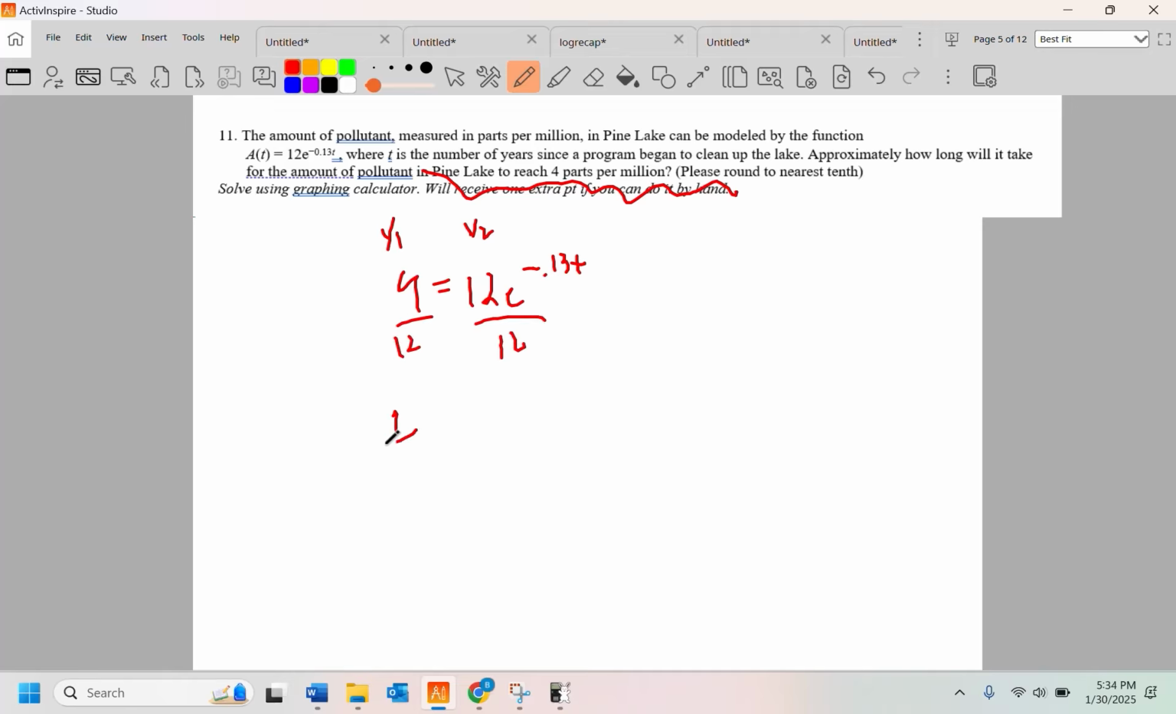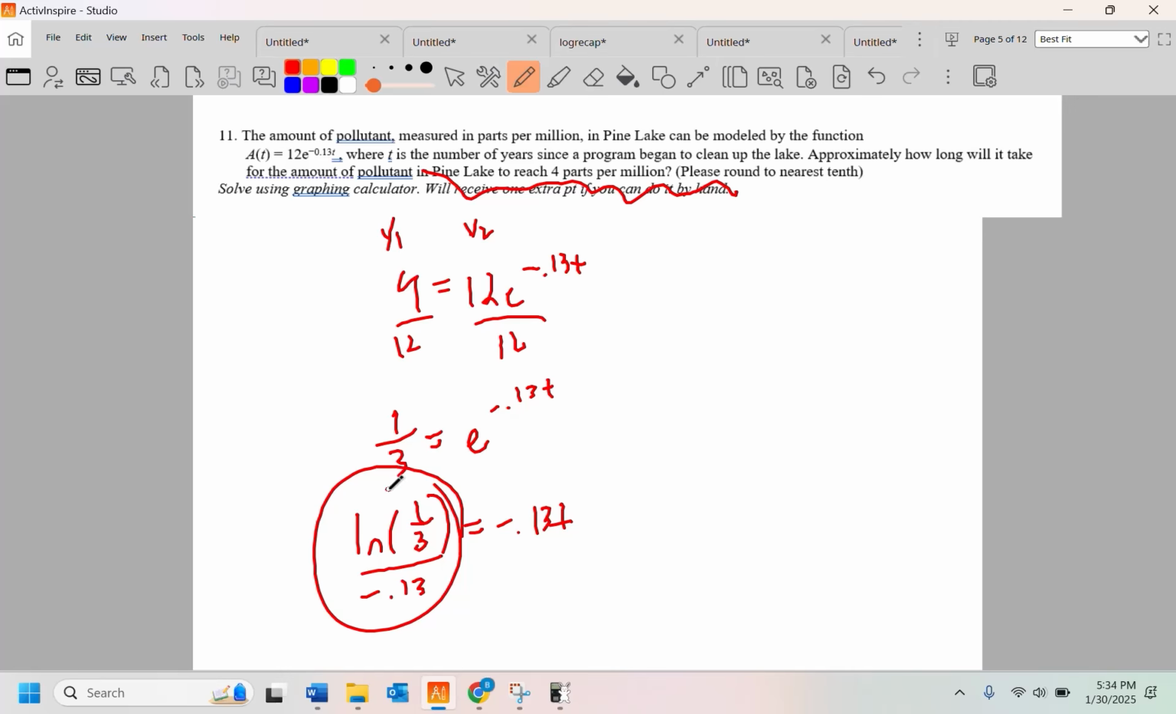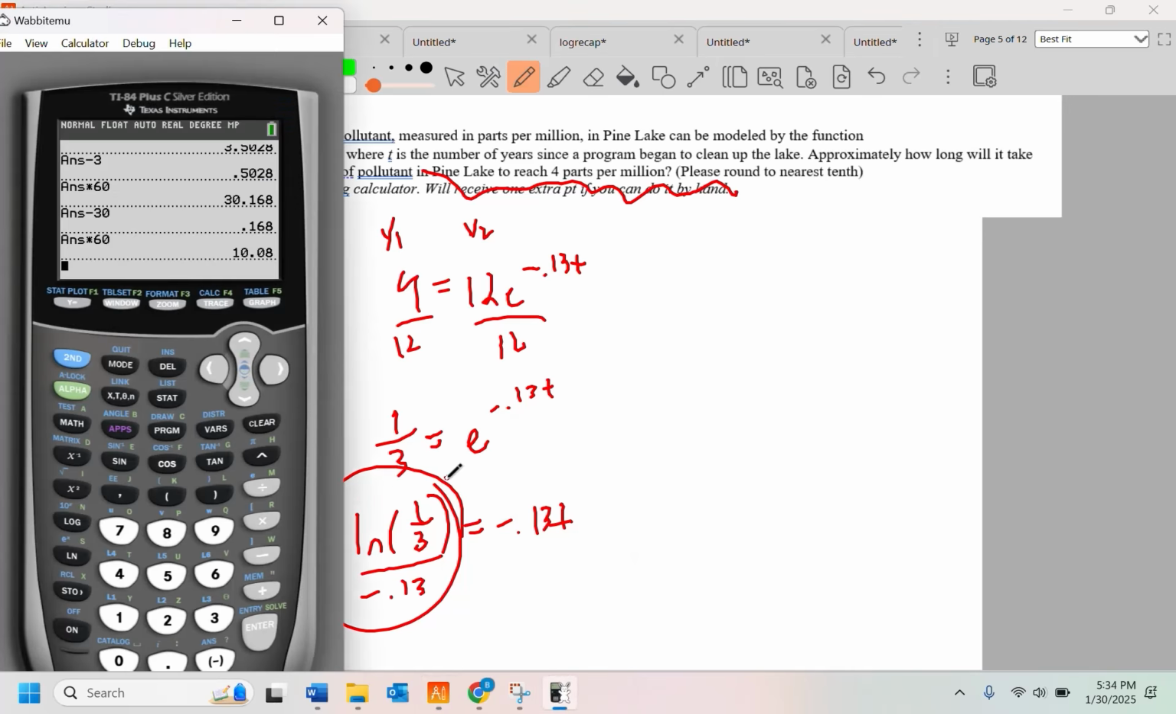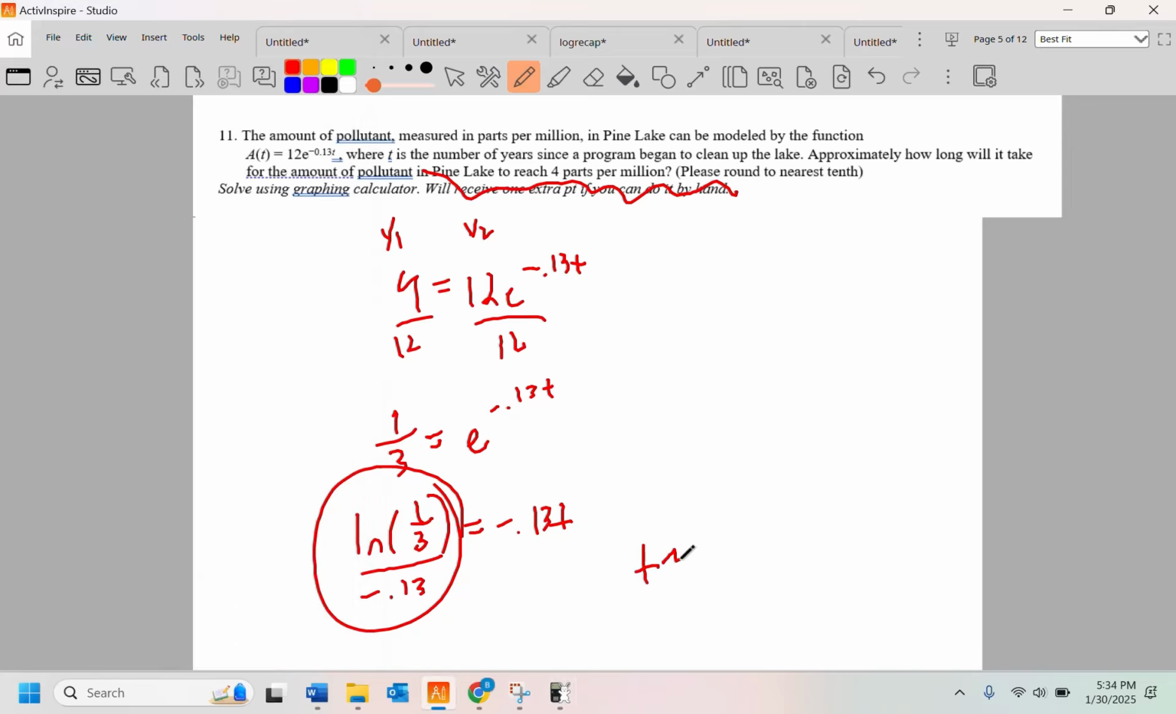Divide by 12. 4 over 12 is a third. I'm going to do a logarithm. It'll be a log base e, better known as an ln. So the natural log of a third is equal to negative 0.13 t. Divide through by negative 0.13, and you have your answer. And again, you do you, man. You want to go to y1, y2 with that thing, you go to y1, y2. There you go, 8.45 years. And then the pollution in that lake has gone down to 4 parts per million.